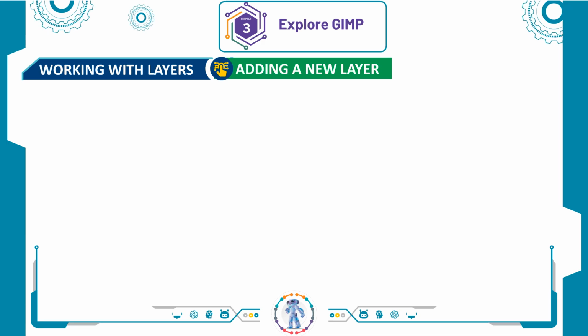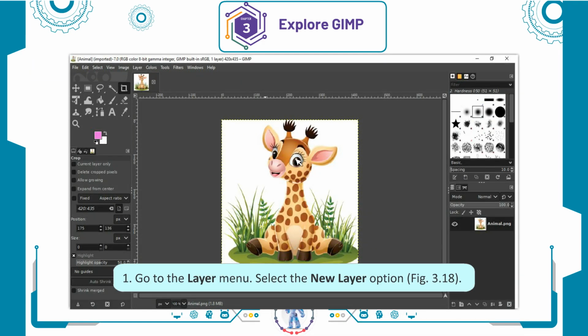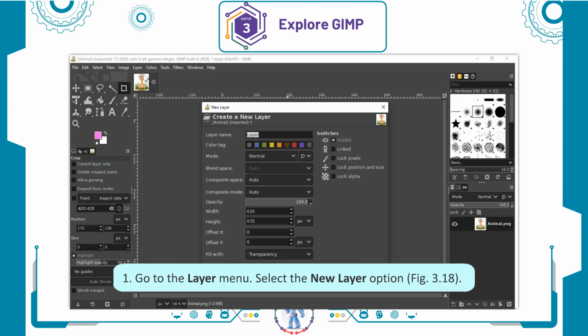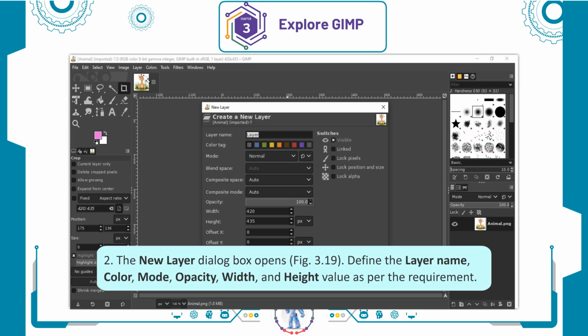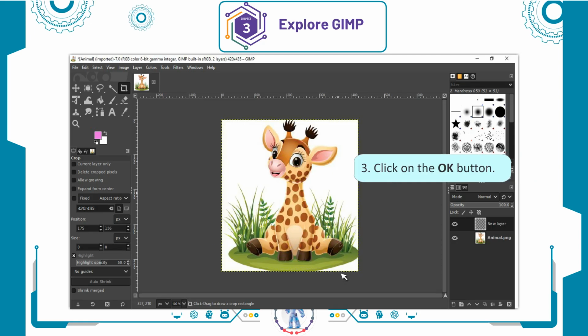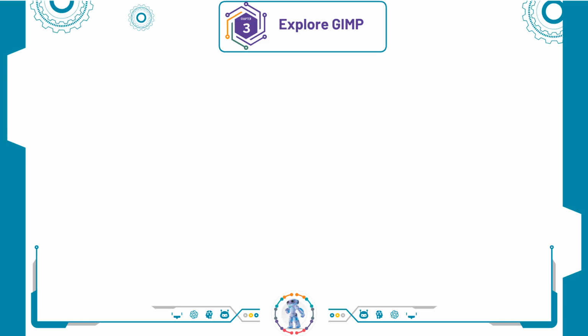Adding a new layer. To add a new layer, follow these steps. 1. Go to the Layer menu. Select the New Layer option, Fig 3.18. 2. The New Layer dialog box opens, Fig 3.19. Define the layer name, color, mode, opacity, width, and height value as per the requirement. Click on the OK button. In the Layers panel, the thumbnail of a new blank layer appears right above the current layer.